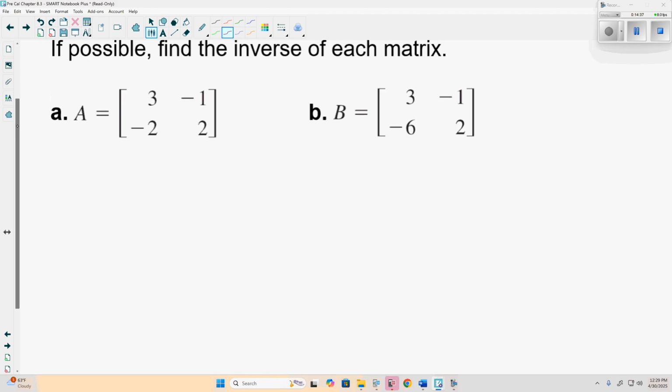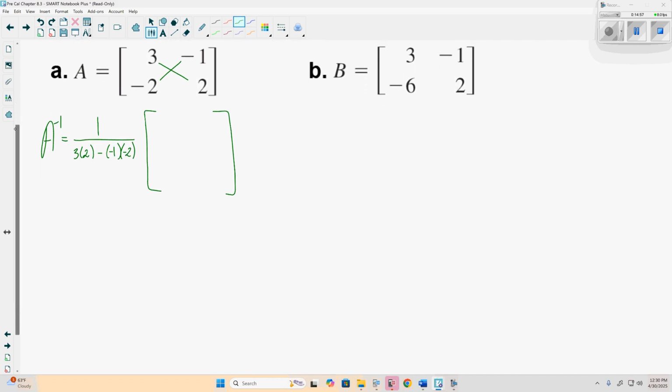So if we look at the first one here, if I want to find A inverse using the formula, the bottom is AD minus BC. So we'd have 3 times 2 minus negative 1 times negative 2. In the matrix here, A and D switch places, so our 2 and 3. And then we make B and C, the -1 and -2, signs switch.